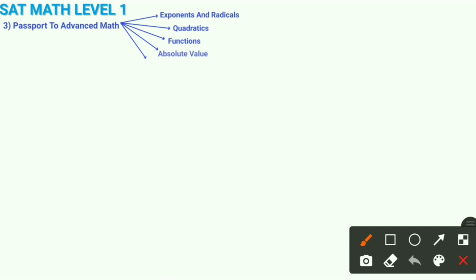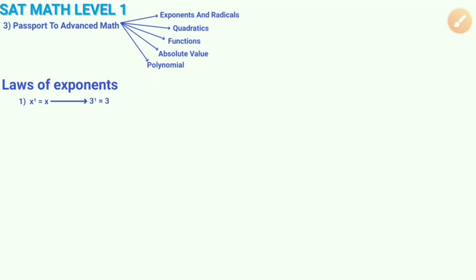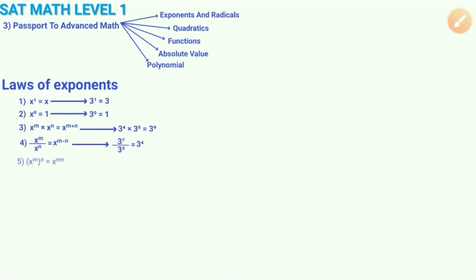Moving to part 3. Hello and welcome back. Okay, so now we are going to start with part 3, Passport to Advanced Mathematics. Okay, so let's begin. And we are going to cover these topics, starting with exponents and radicals. Laws of exponents. We are starting with exponents and radicals, and we are going to understand all these laws of exponents. This topic is quite similar to what O-level Math refers to as indices.